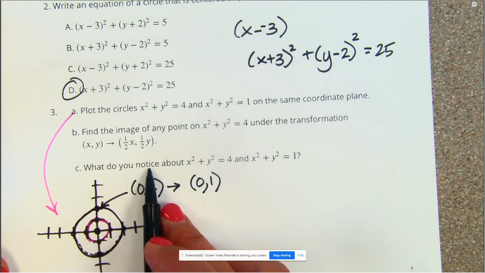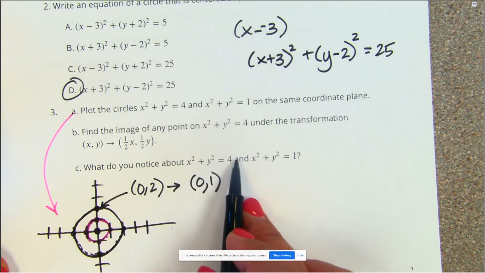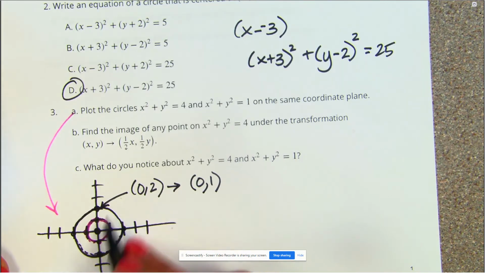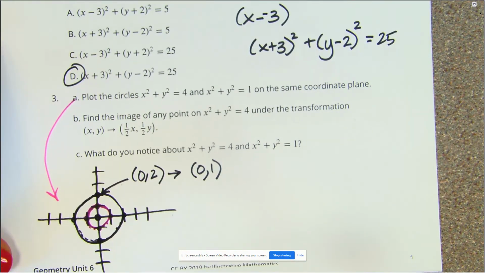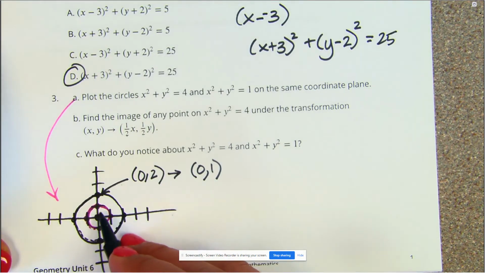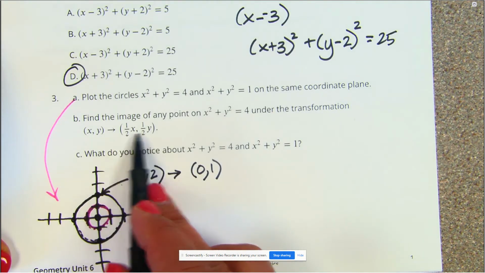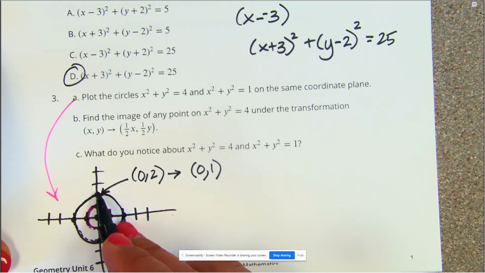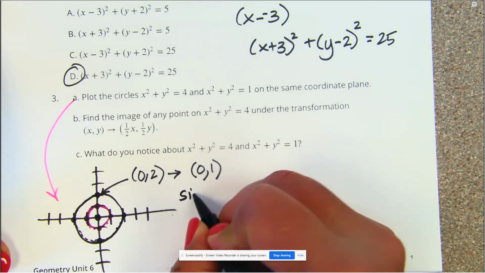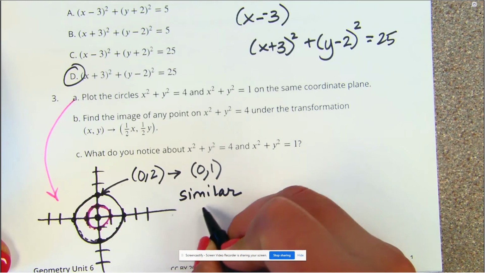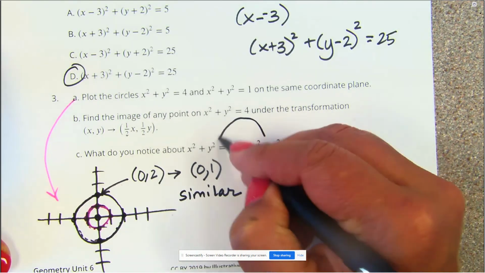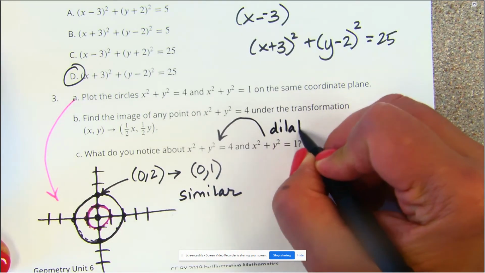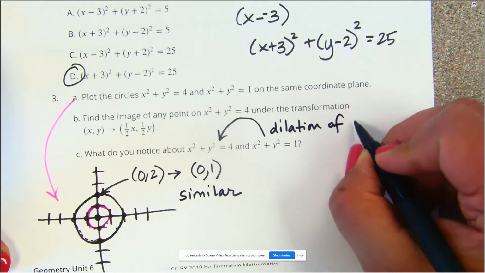What do you notice about x squared plus y squared equals 4 and x squared plus y squared equals 1? Well, they're similar circles. I mean, this is just a dilation. You could go either way. This middle one, this pink one, is a dilation, scale factor 1/2. Or you could go the small one to the big one, it's been doubled. They're similar. This one is just a dilation of 1/2.